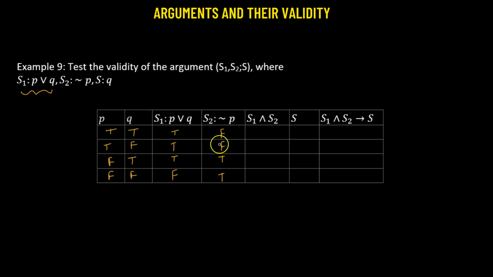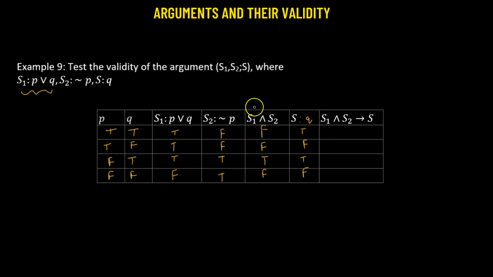Then we consider the conjunction of hypothesis 1 and hypothesis 2. So this will be true only when both of them are true. So this is the only case when both of them are true. Else it will be false. Now we come to the conclusion S, which is simply the statement Q. So Q will be true, false, true, false.